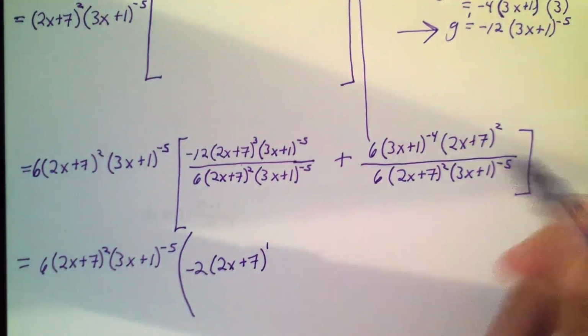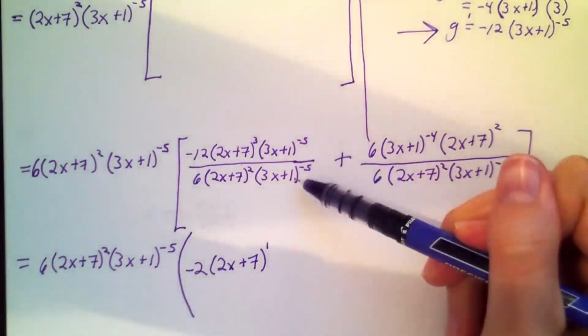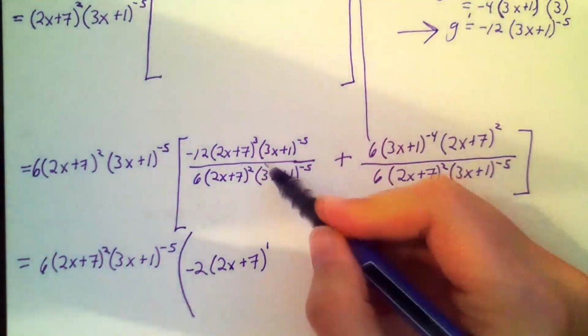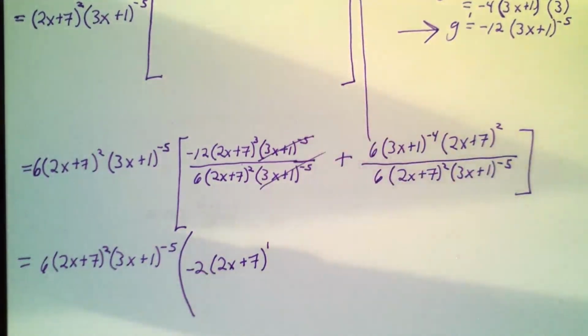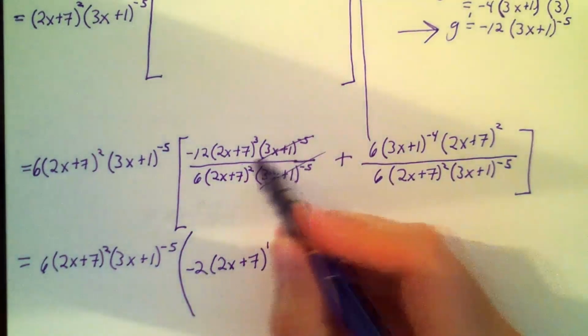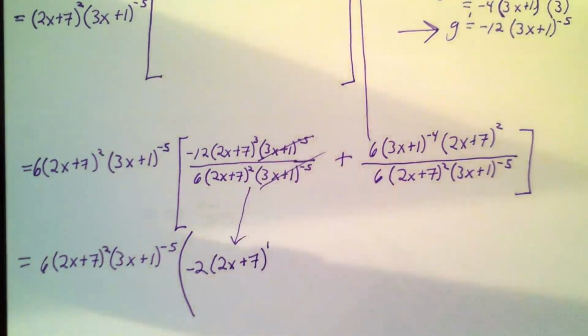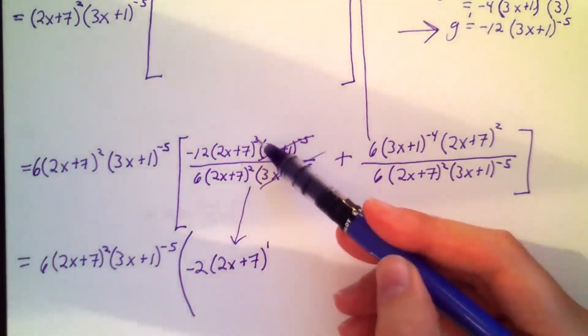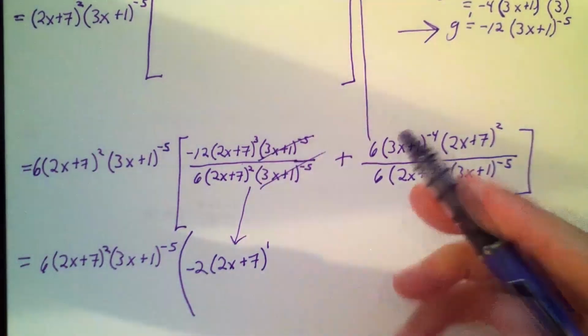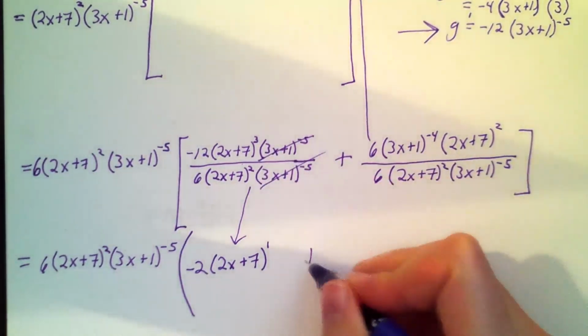And as we see, 3x plus 1 to the minus 5 divided by 3x plus 1 to the negative 5. Those actually cancel. Anything divided by itself is 1. So that big old ugly mess just simplifies down into that. 2x plus 7 to the first power. That's kind of nice. Big plus sign.